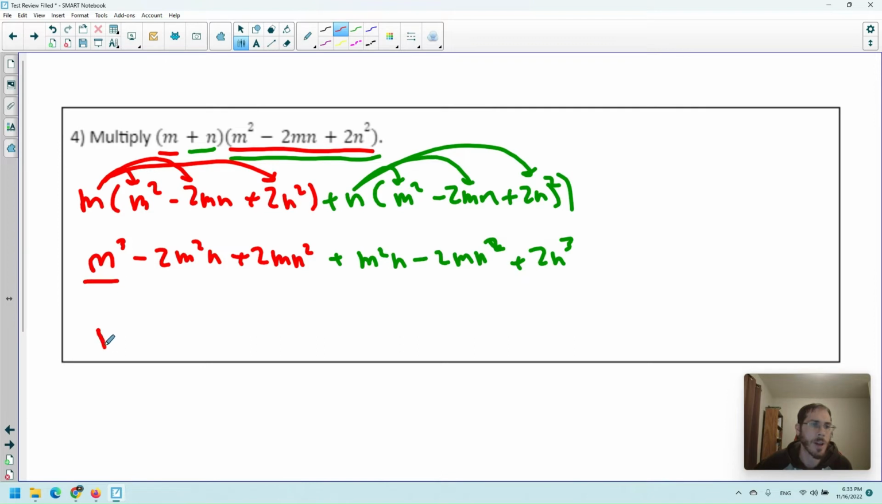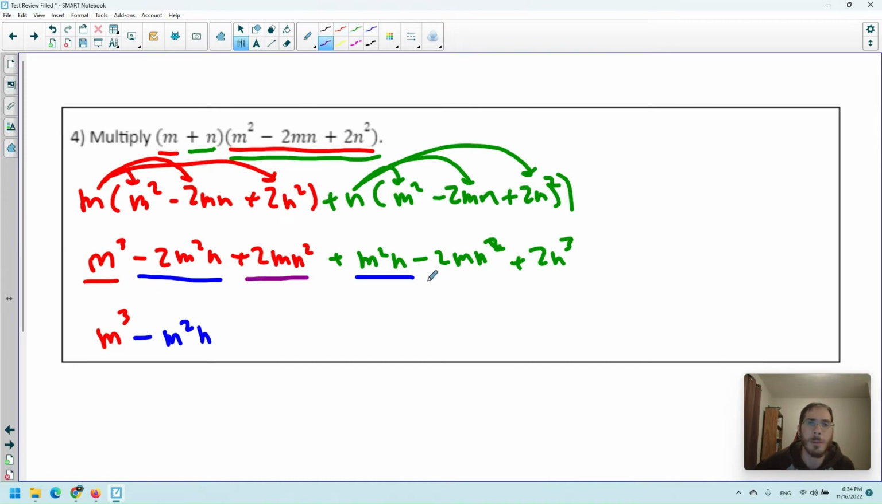M to the third is all by itself. That's the only thing that has m to the third, so that's pretty easy. This one has m squared. This one has m squared, and they're both m squared n's. So minus 2 of those plus 1 of those is minus 1 of those. So minus m squared n.